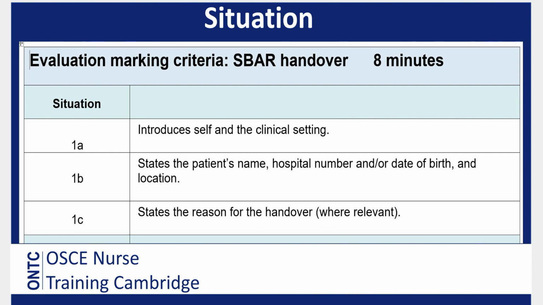In situation we are going to say who you are. So, my name is this, I'm a staff nurse on this ward. You need to say your name and the clinical setting. Then you're going to introduce your patient: their name, hospital number, date of birth, and your patient's location, where your patient is based in the hospital. And then the reason why you want to hand over or escalate, you should quickly say that here, that you're worried your patient's clinical condition is deteriorating. So that's what you need to add under S. Small information but very clear.